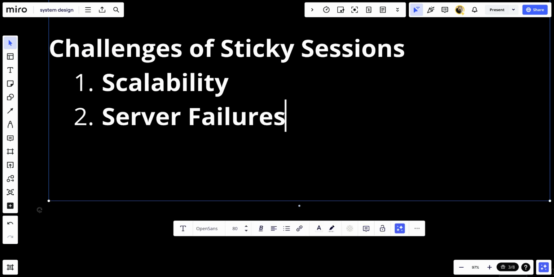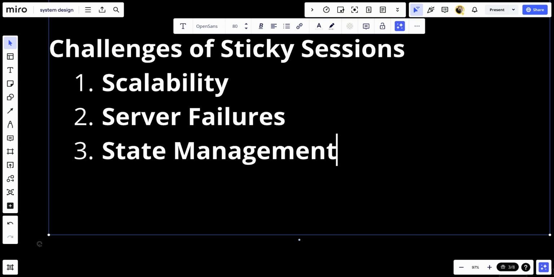Number two, server failures. If the designated server handling the session fails, the session information can be lost unless there are additional mechanisms to handle such failures, like session persistence or replication. And number three, state management. For applications that require high availability and scalability, relying solely on sticky sessions might not be sufficient. More robust session management strategies, such as distributed caches or databases, might be necessary.